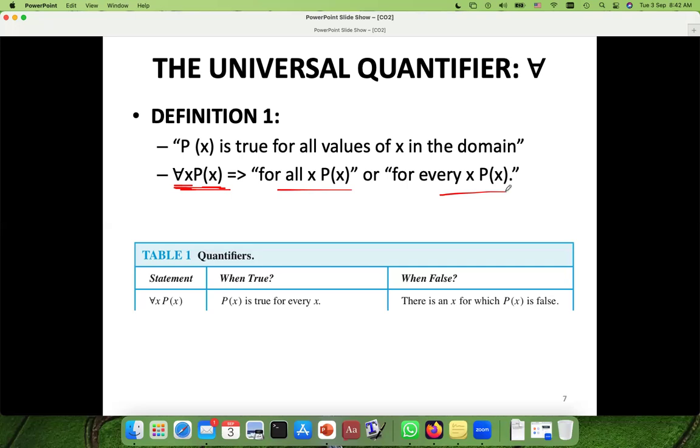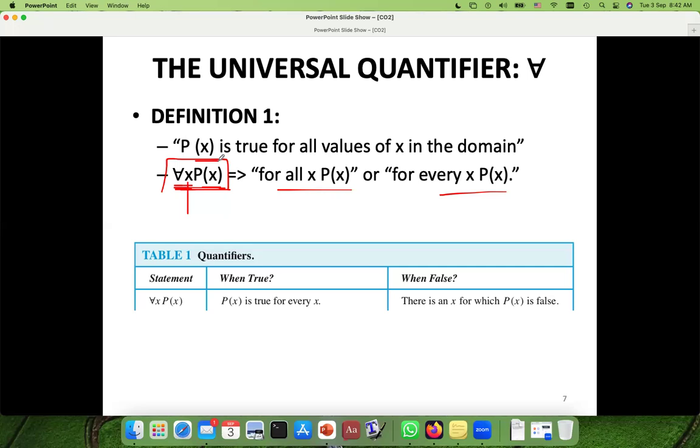But what is the meaning? The meaning or the definition of this notation is that for every X, P of X is true. What is the meaning of this? We want to say that for every X, P of X is true. Or I can say for every value of X from the domain, this P of X is true.